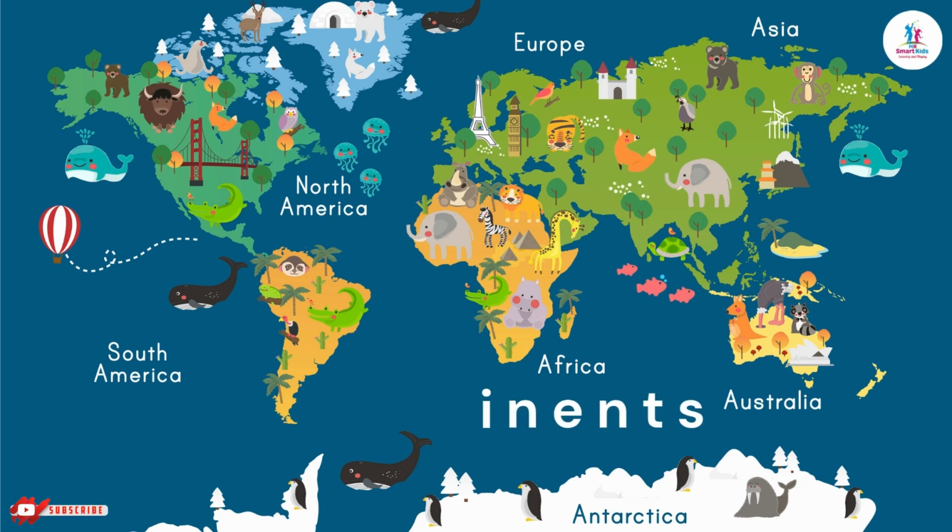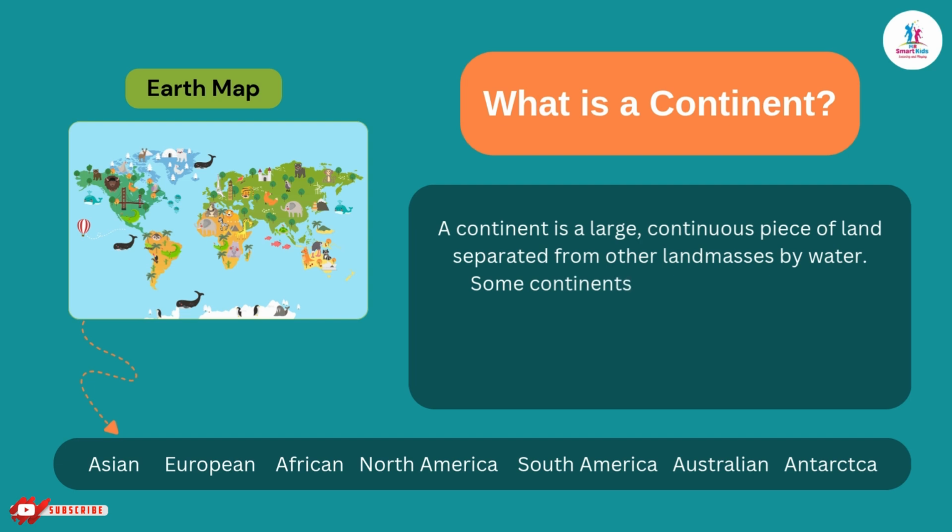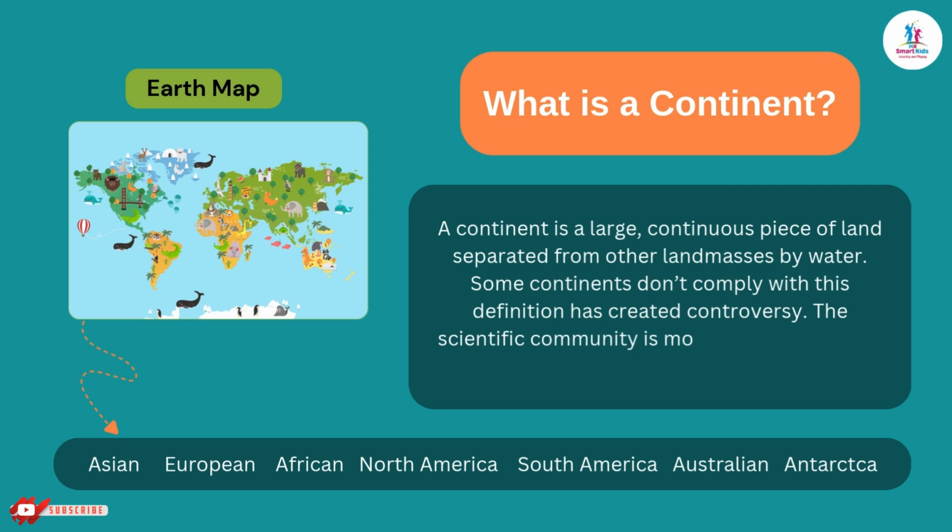Continents. A continent is a large, continuous piece of land separated from other landmasses by water. Some continents don't comply with this definition, which has created controversy. The scientific community is mostly in favor of the seven-continent model.